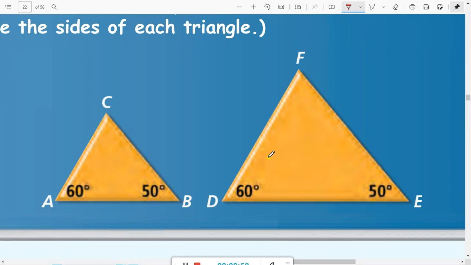And I'll just mention real quick, if we know that two pairs of angles are congruent from one triangle to another, then we know that their third angles are also going to be congruent, okay? And that's because the interior angles of the triangle always add to 180 degrees, all right? So because the 60 and the 50 angles match, then angle F is going to be congruent to angle C.